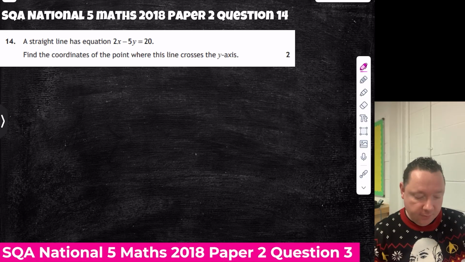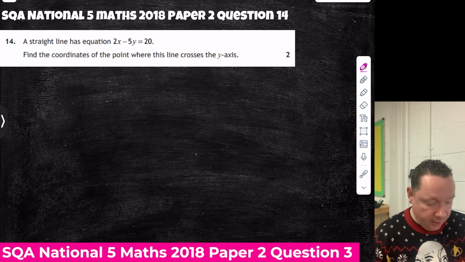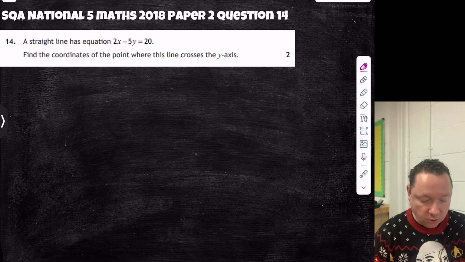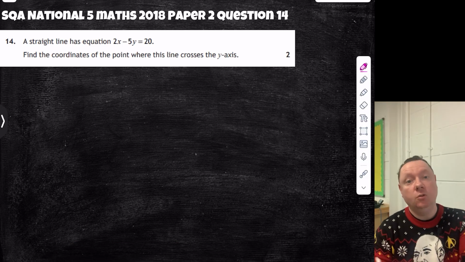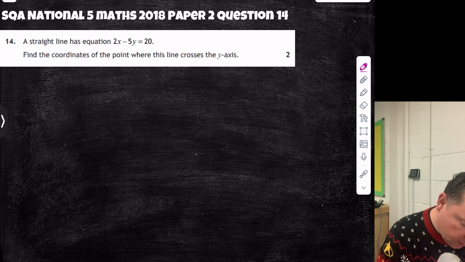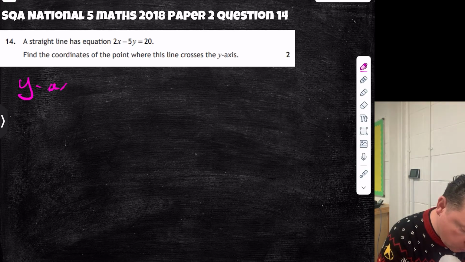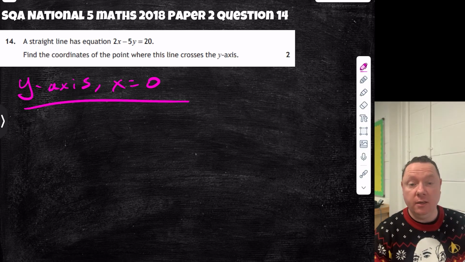So, Simplify Maths, 2018, paper 2, question 14 on a straight line. A straight line has this equation, 2x minus 5y equals 20. Find the coordinates of the point where the line crosses the y-axis. It cuts the y-axis when x equals 0. So I'll just sub it straight in. There's no need to rearrange here.